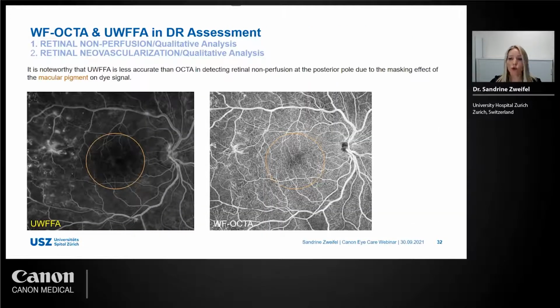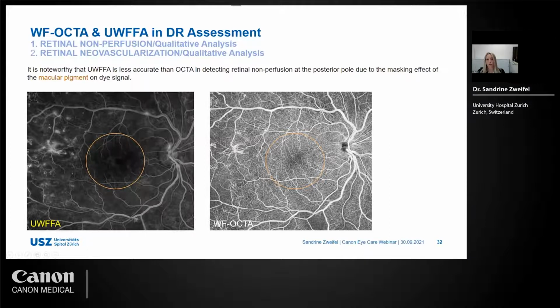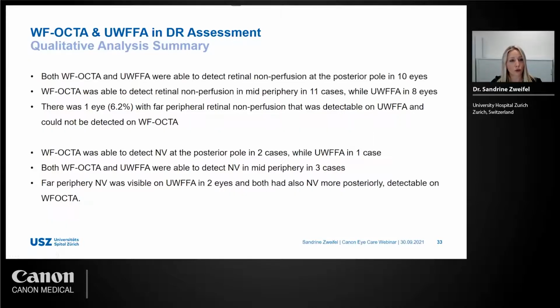So what do you need to consider when you look at assessment, qualitative but also quantitative, of non-perfusion and retinal neovascularization? When you look at the qualitative analysis, it's noteworthy that the fluorescein angiography might be even less accurate in comparison to widefield OCT angiography in detecting retinal non-perfusion at the posterior pole due to masking by the macular pigment on the dye signal. Of course, this is also depending on the FA device you are using.